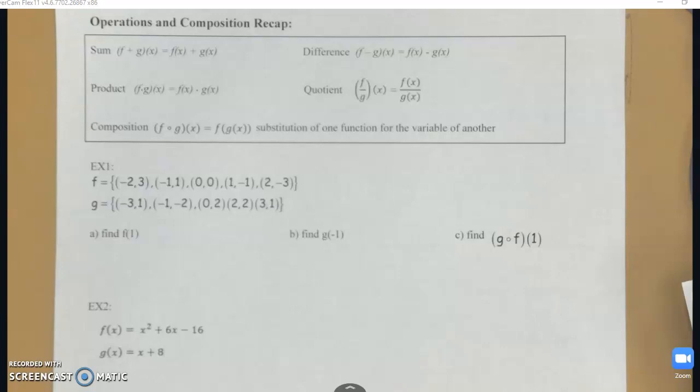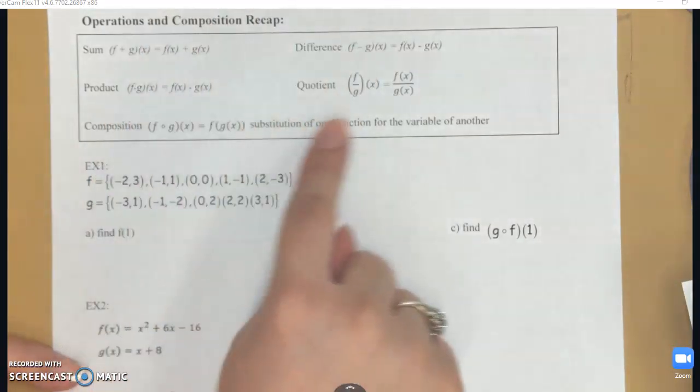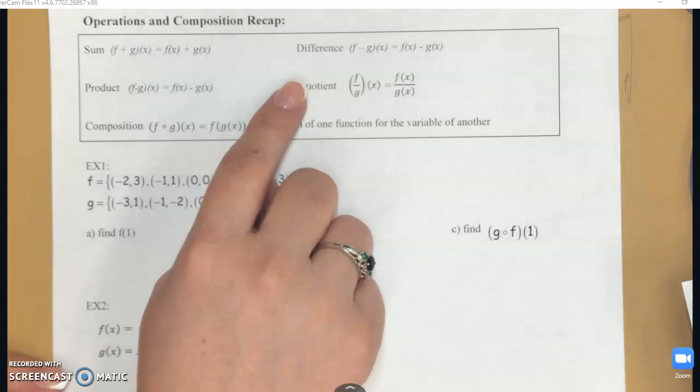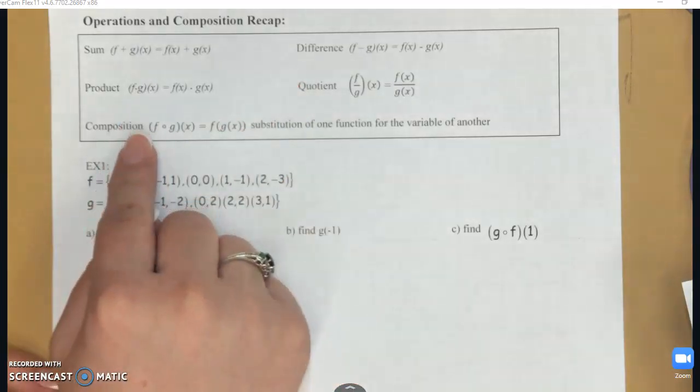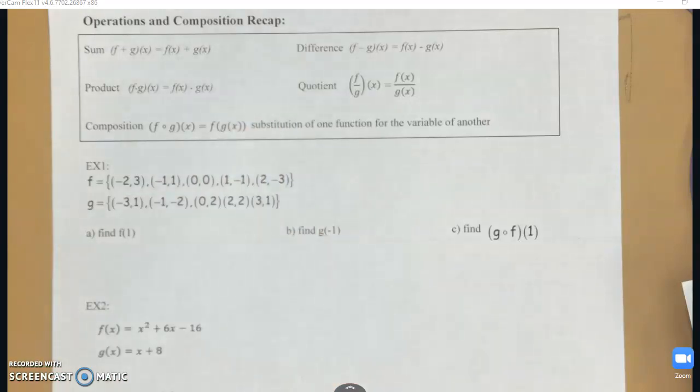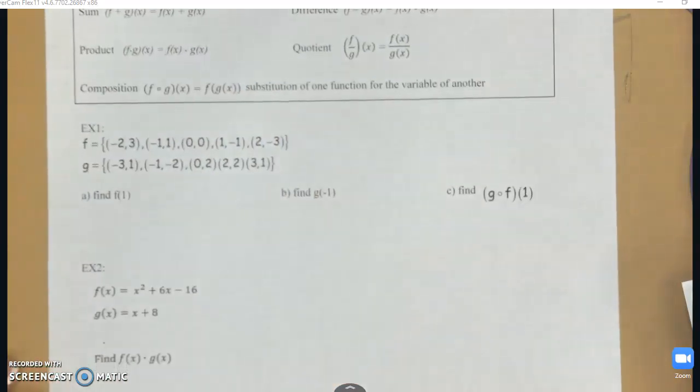All right, good morning. First off today, we are going to be using composition to do something new, but before we get into the new stuff, let's review what operations and compositions are. So if you've forgotten your notation, remember we can do sum, difference, product, and quotient of our different functions, as well as composition, which is where I'm substituting one function into another. So let's just jump right into some examples.